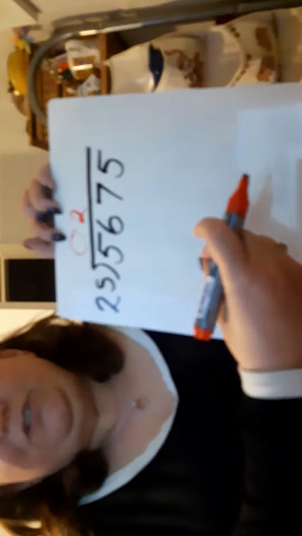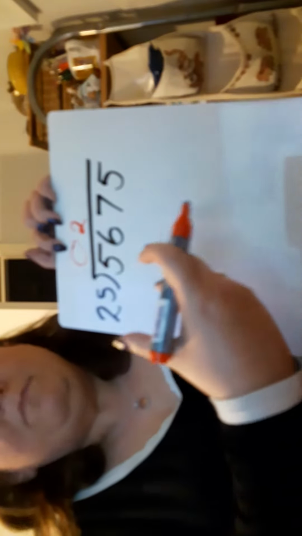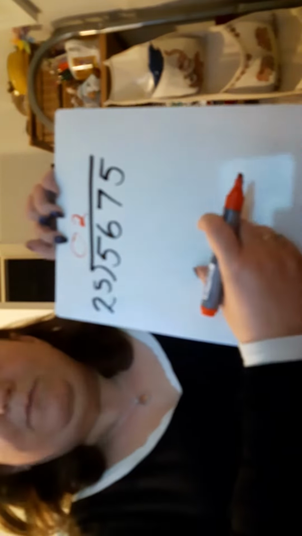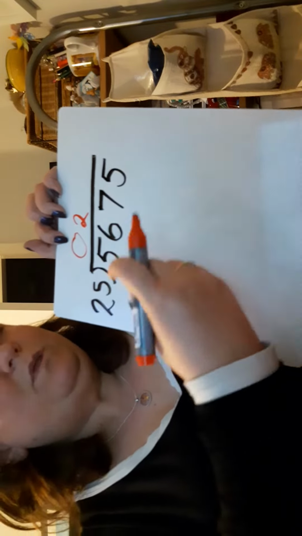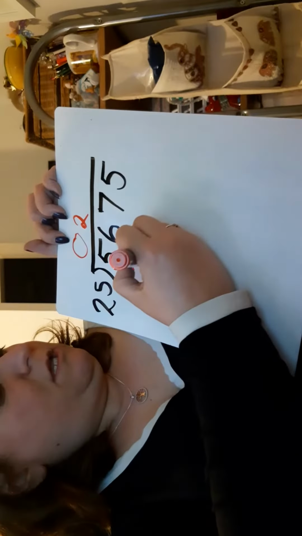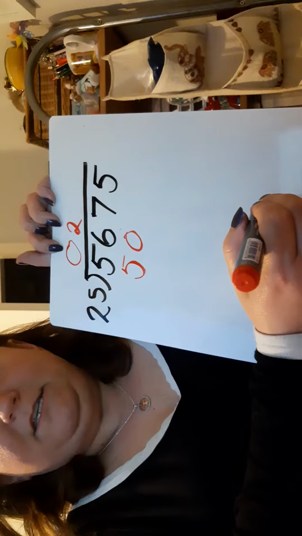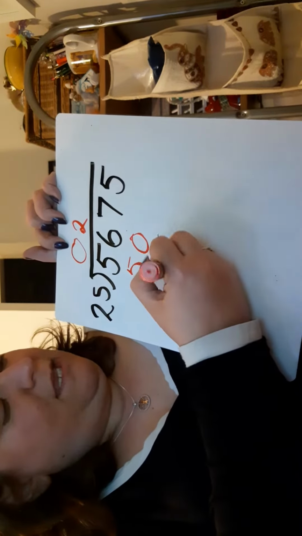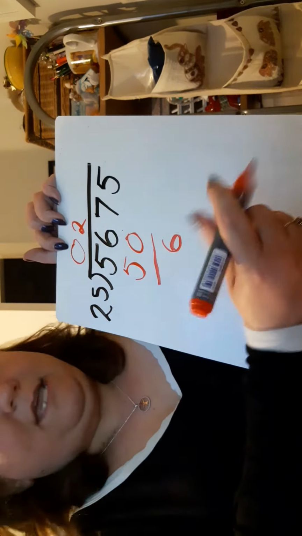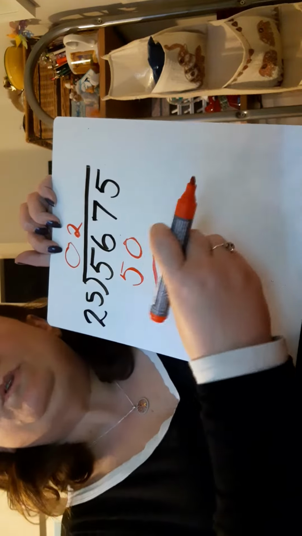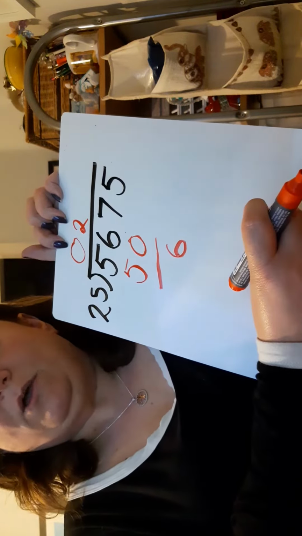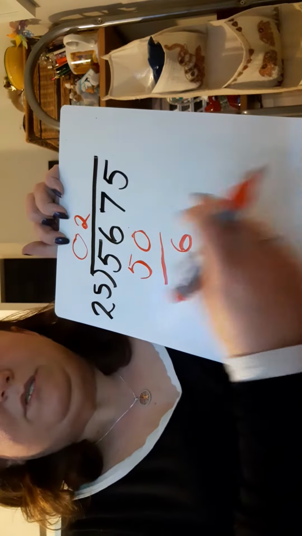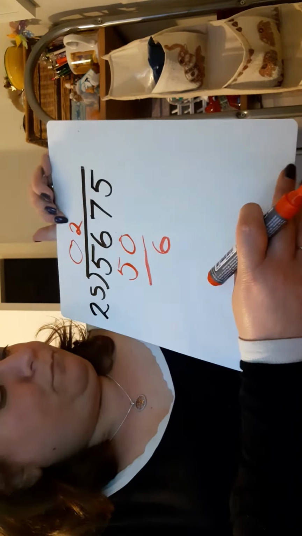Now, because it's a 2-digit number, the numbers we're working with are much bigger. So what we do is we put the numbers under here to help us remember them and help us to work it out. So we put our 50 underneath there. And then we can take it away and we can see that we're left with 6. When we were working with the smaller numbers, we could just put it over into the next column. But these are going to be bigger numbers, so we need to record them down here.